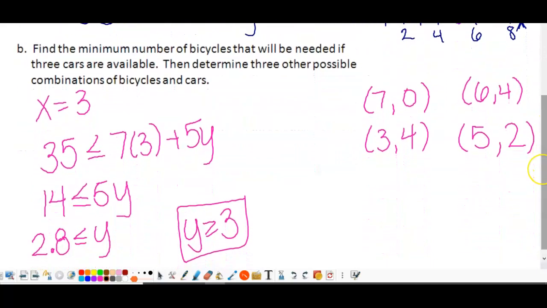So if you plugged in 3 and you solved, you got 2.8 and you have 2.8 of a car. So that's why I rounded it over and said 3. So again, I said anything greater than or equal to that 3, so 4, 5, 6, 7, etc.